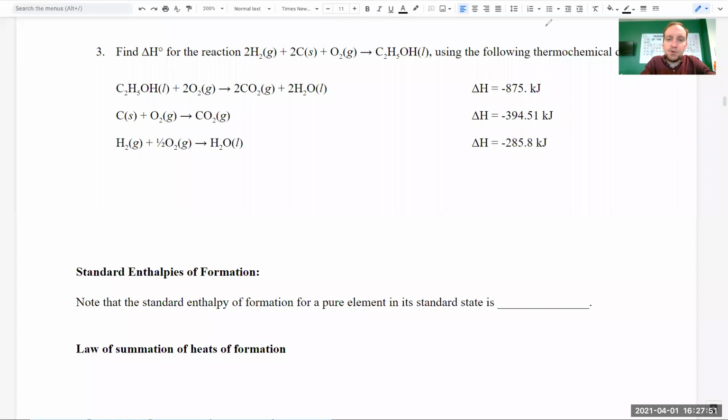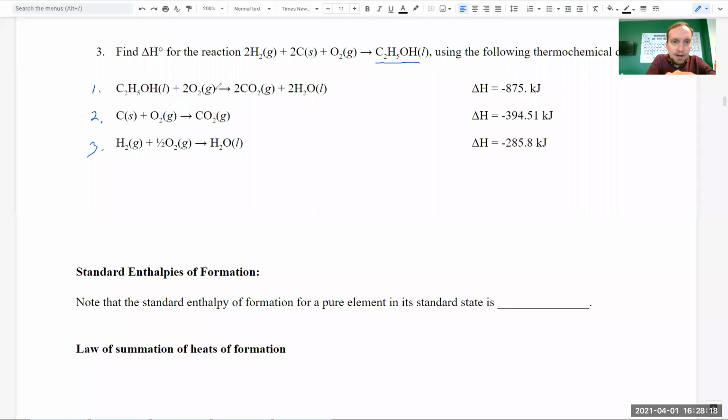Number 3 is going to be very similar to what we've just done. What we're trying to do, of course, is make this reaction given reactions 1, 2, and 3. So we're going to look at where the compounds are first and see if we need to flip them. Again, where my eyes go is the biggest of the compounds, which is C2H5OH. I notice it's here on the left side, so we're going to have to flip number 1. Let's go ahead and do that now.